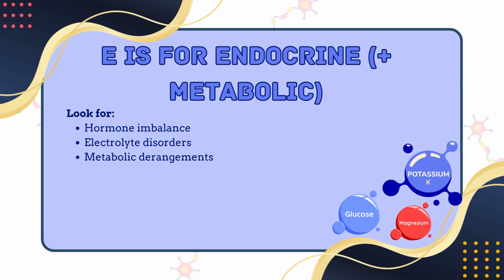Endocrine and metabolic issues can mimic other conditions, and they can cause an array of symptoms, so they should always be in your thinking. Examples might include things like hypokalemia-associated paralysis, hyponatremic seizures, hyperkalemic arrhythmias, diabetic ketoacidosis, and so on.